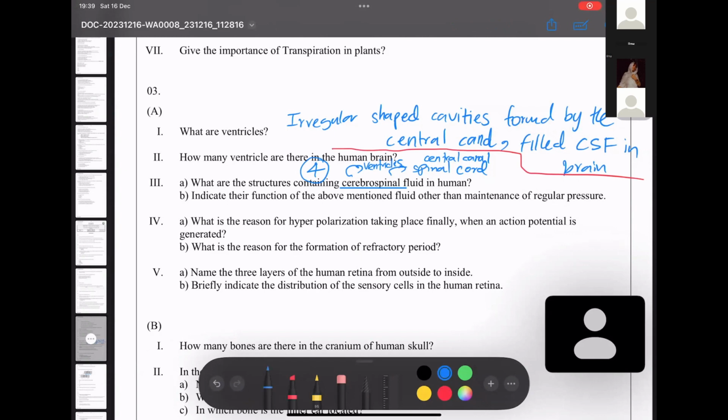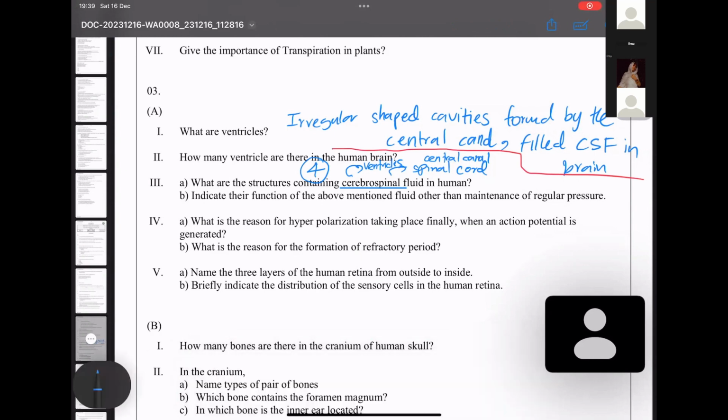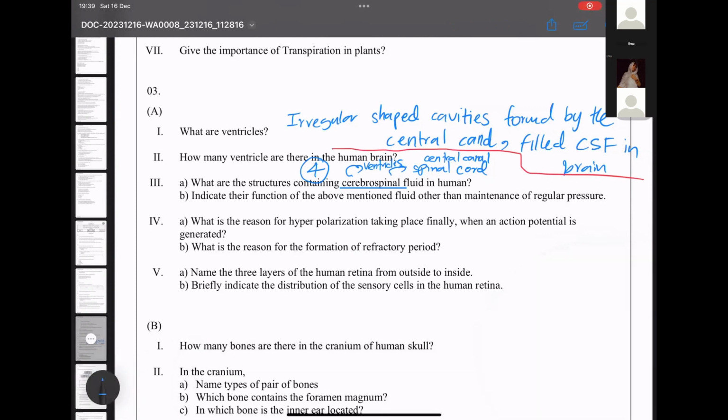Then next, indicate the function of the above mentioned fluid other than the maintenance of regular pressure. Normally any fluid in the body, the fluid we are very familiar with is blood, and almost every fluid has the same function. The main function of every fluid in the body is to transport and circulate nutrients. Circulation means helping transport and exchange. So here, circulation of what? Circulation of nutrients and hormones.